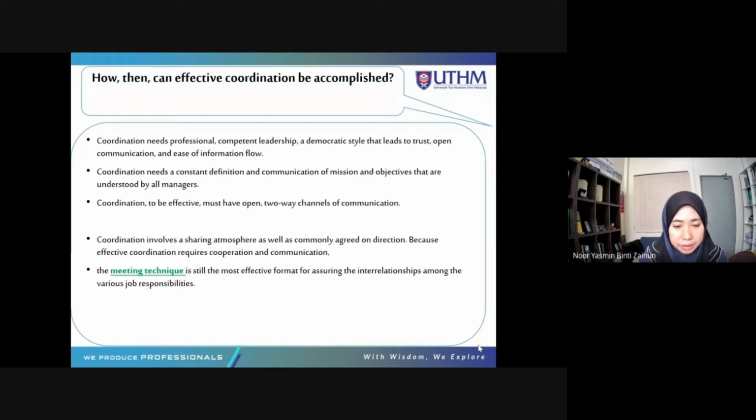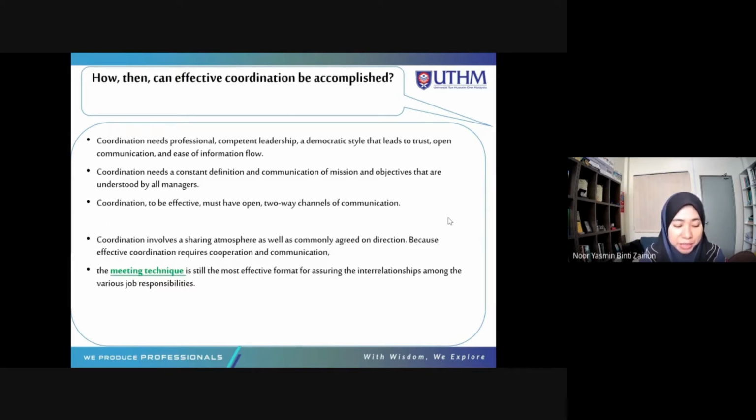So how then can effective coordination be accomplished? Coordination needs professional, competent leadership, a democratic style that leads to trust, open communication and ease of information flow. Okay, so that's why we need technology.